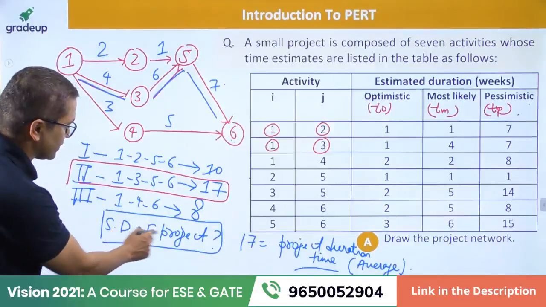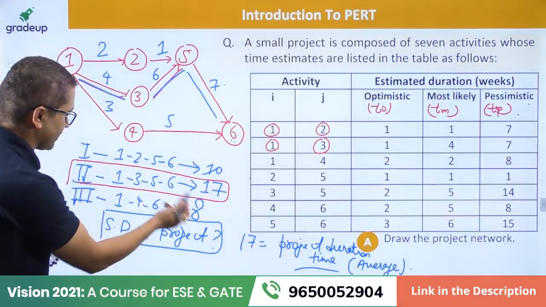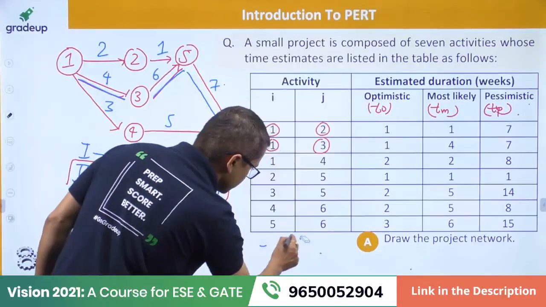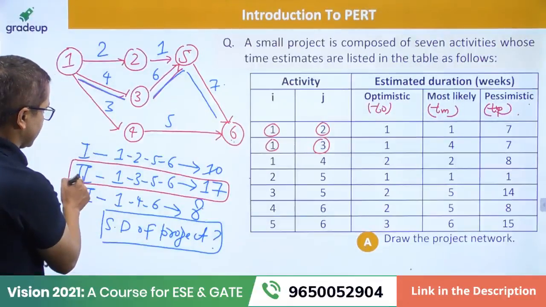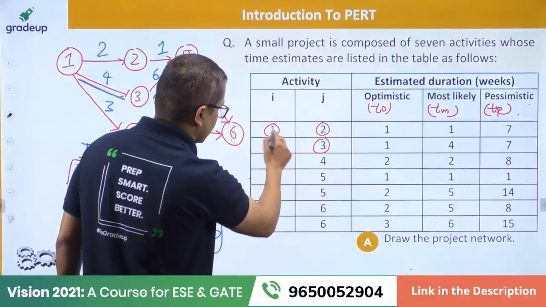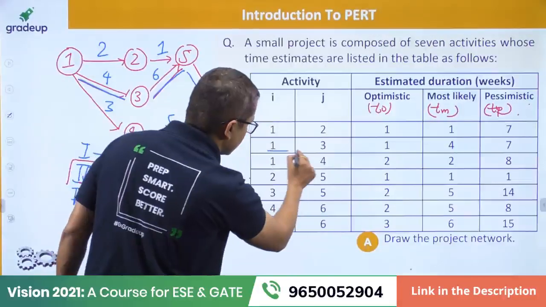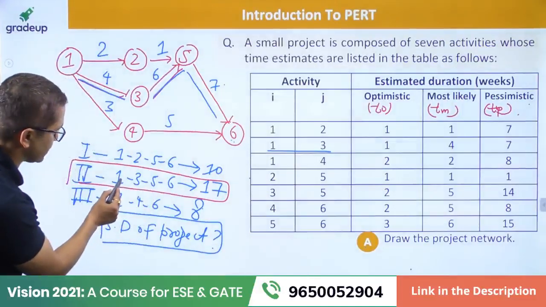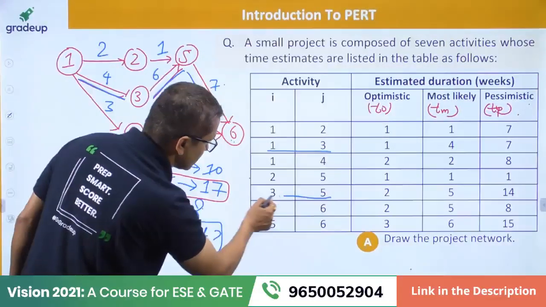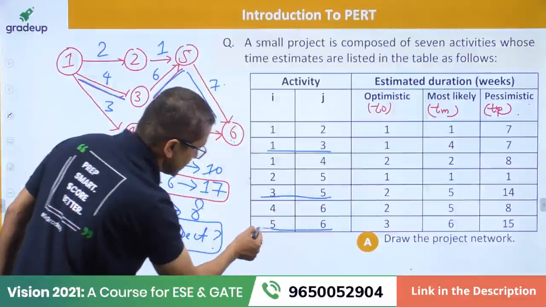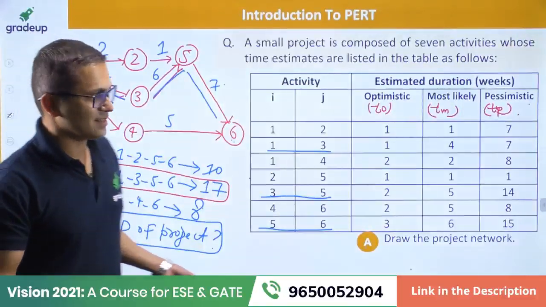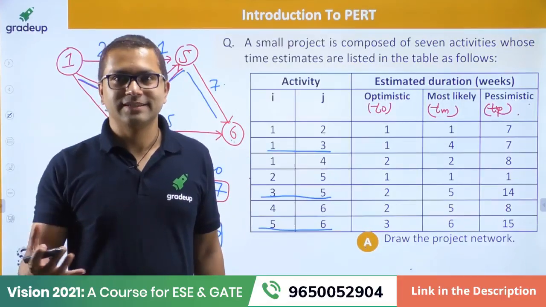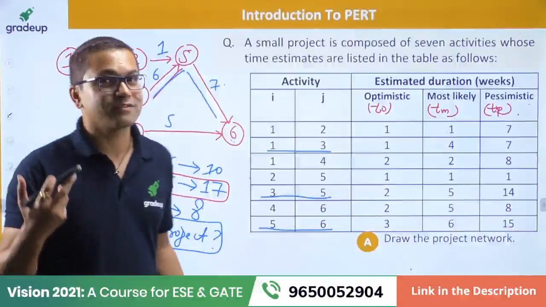Now, can you please think about the standard deviation of the project? So we say that 1356 is the critical path, so I'm going to remove this. I'm going to note all of these activities: 13, 35, and 56, because the standard deviation of the project is nothing but the standard deviation of the critical path. I'll repeat it: standard deviation of project is nothing but standard deviation of critical path.